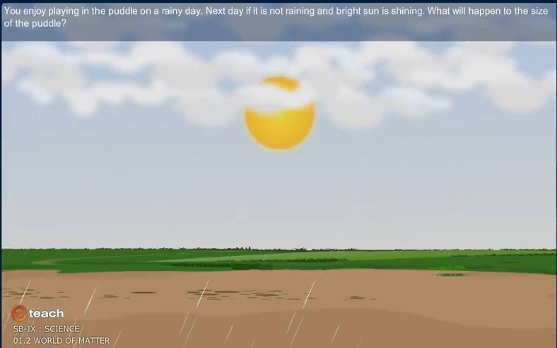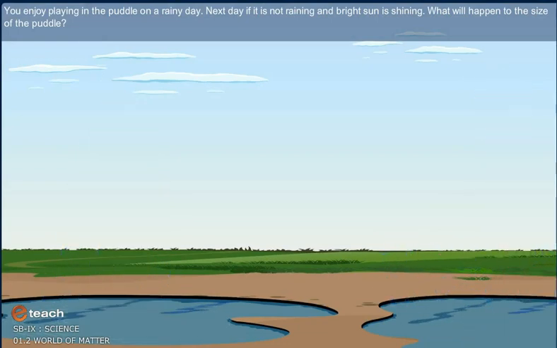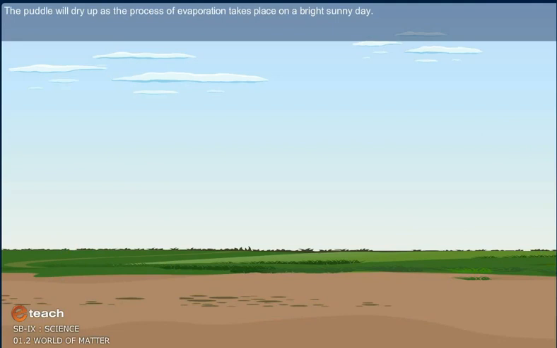You enjoy playing in the puddle on a rainy day. Next day, if it is not raining and bright sun is shining, what will happen to the size of the puddle? The puddle will dry up as the process of evaporation takes place on a bright sunny day.